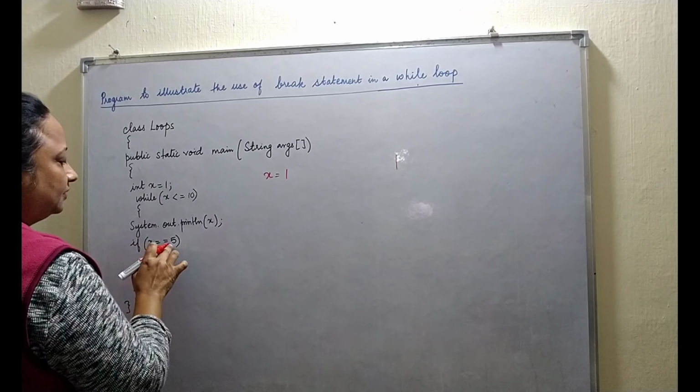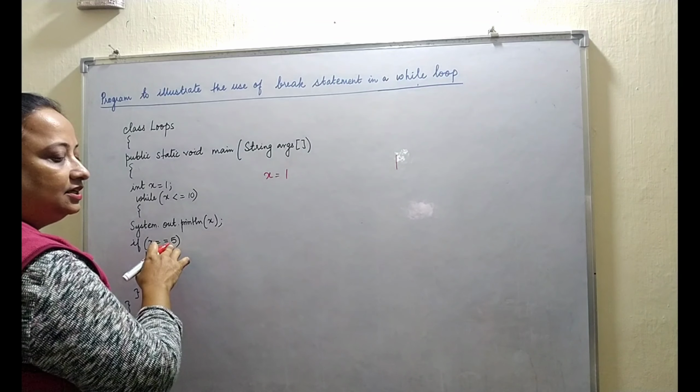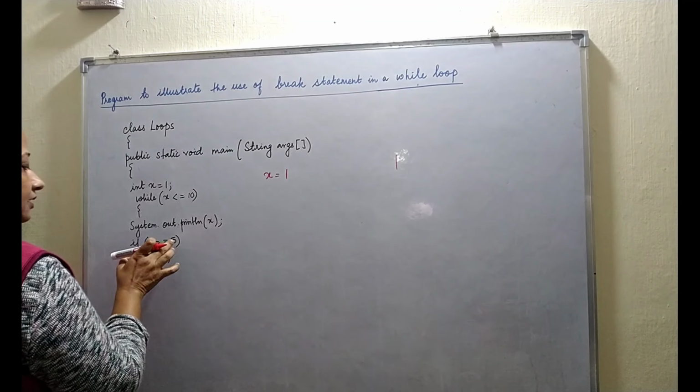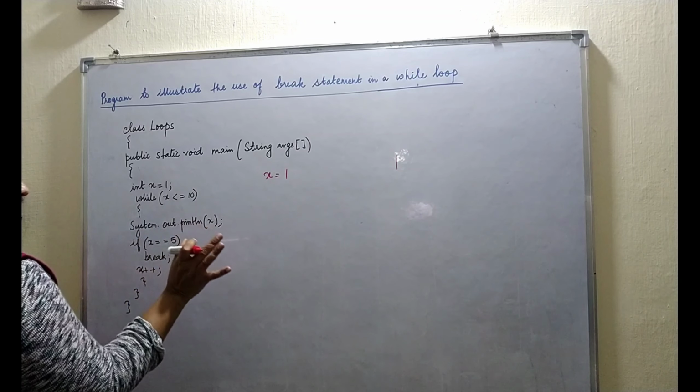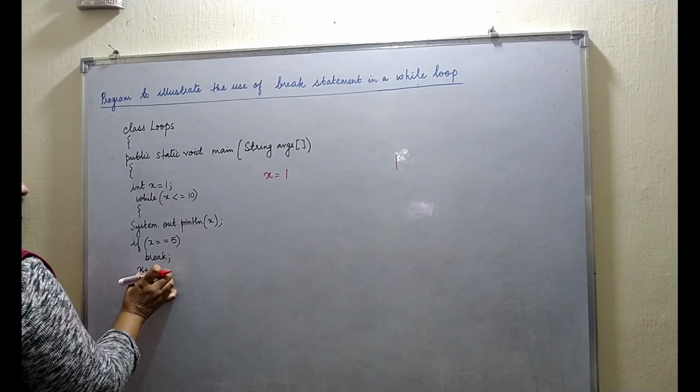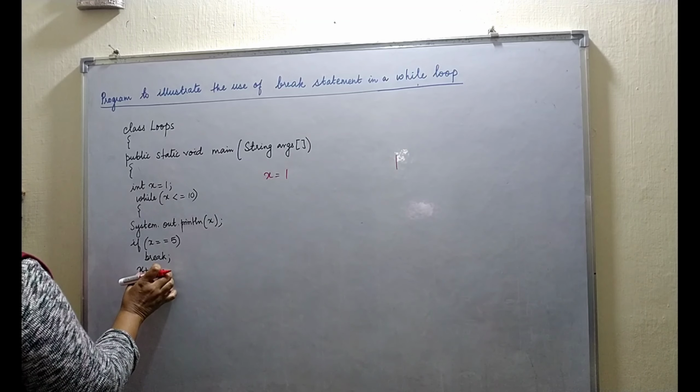Now the value of x will be compared to check whether it is equal to 5 or not. Here the value of x is 1. So 1 is not equal to 5. So break will not be encountered. The value of x will be updated. So the value of x will become 2.